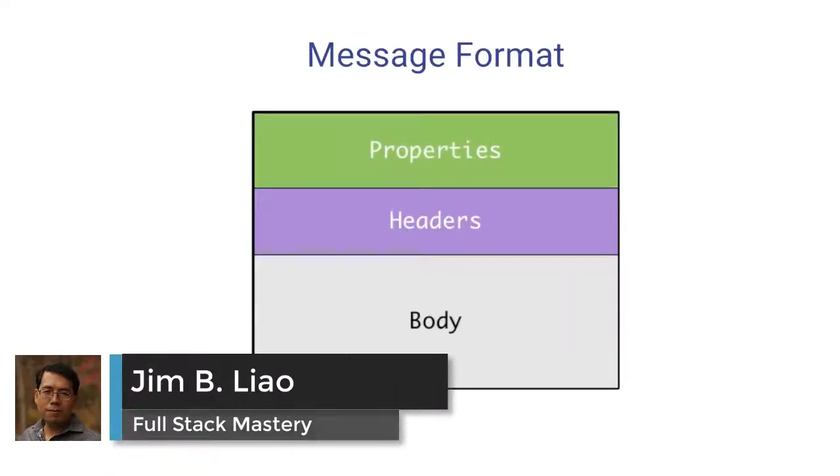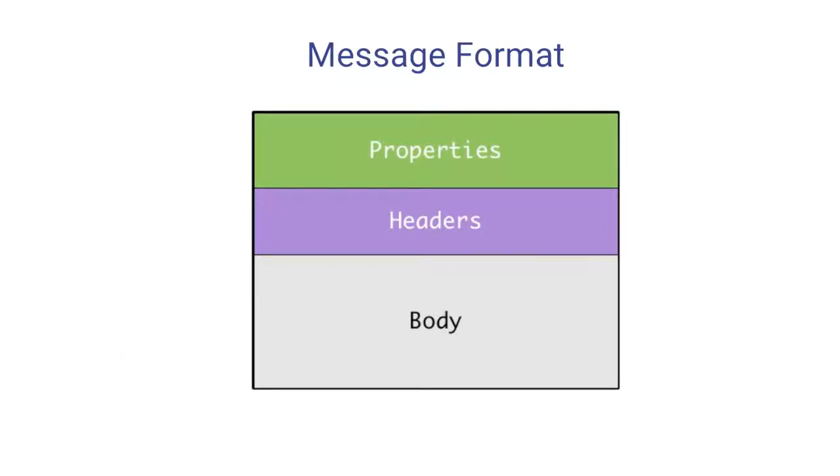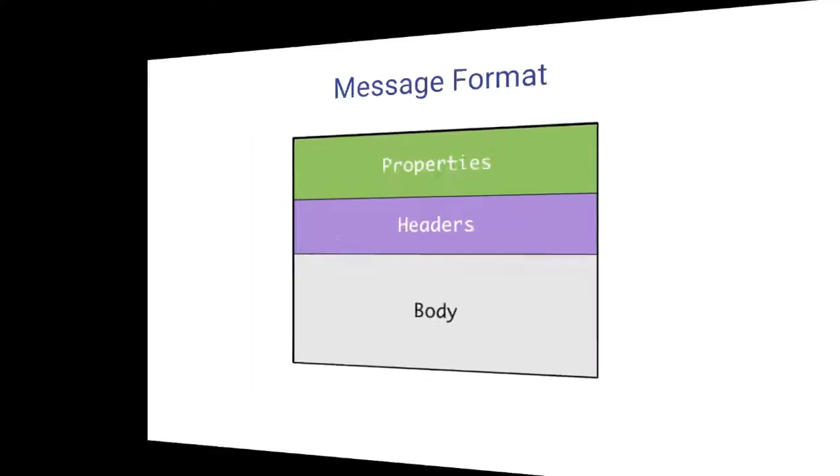So now let's talk about the message format, because now that we have different components sending messages to other components, it's helpful to understand what the message format looks like. So the message actually contains three parts. First, you're going to have the properties, and then you have the headers, and then you have the body. So let's take a look at the message properties.